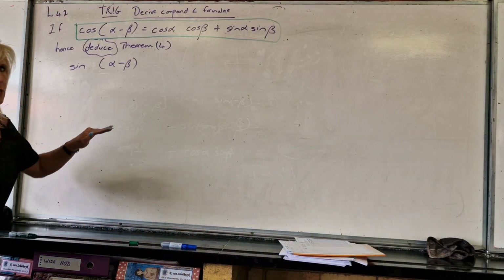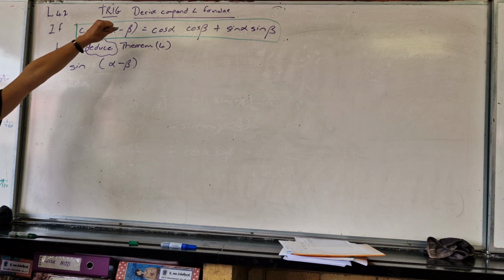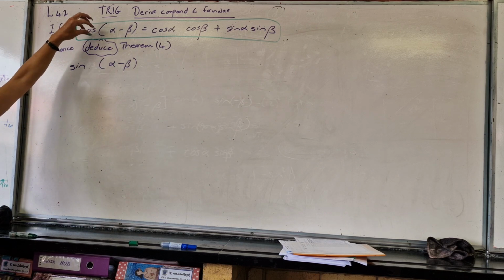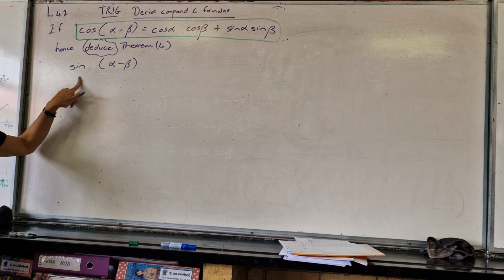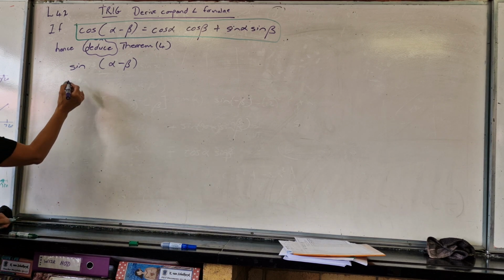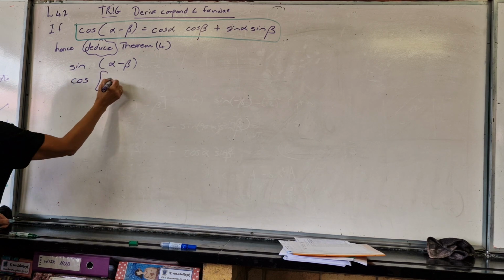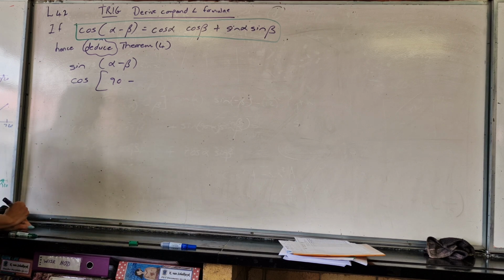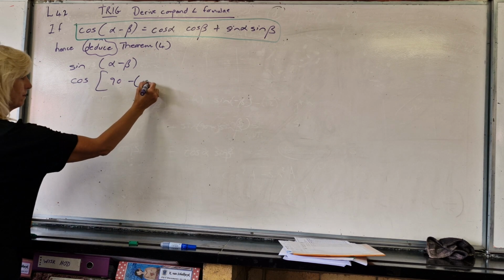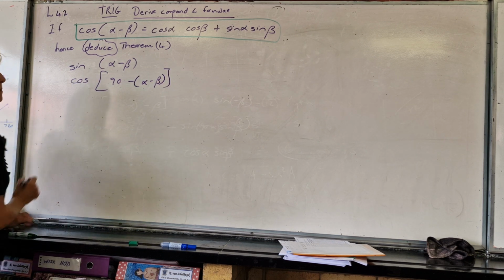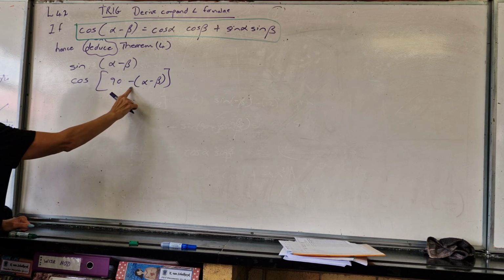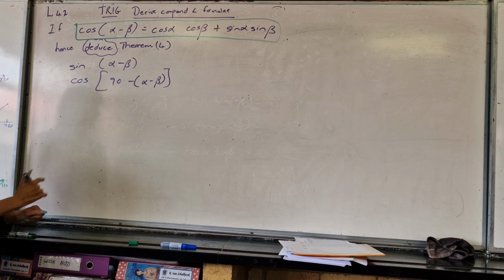To prove the last one, you have to use this original green bar thing. You've got to make this a cos. How do we change that into a cos? 90 minus. 90 minus what? That whole thing. Meaning that I've actually got 90 minus alpha plus beta again.